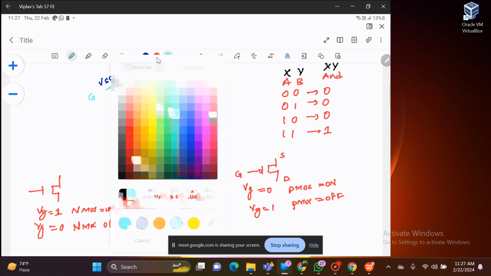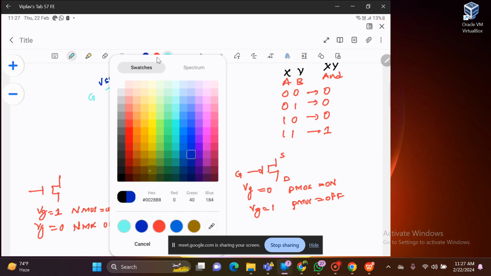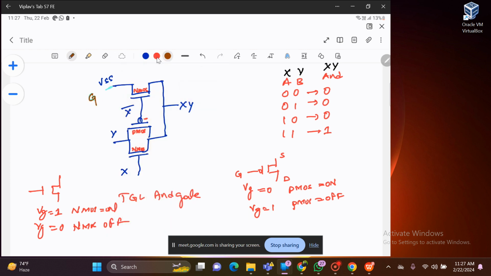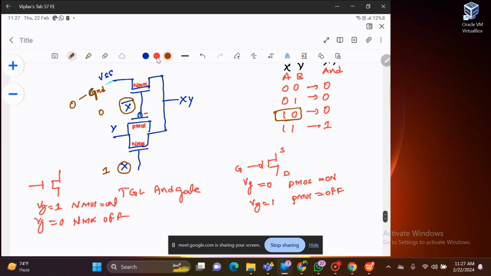See here, this is ground, in the sense 0, okay. So first let us try from these, the truth table, okay. So I will take 1 0. X is 1, so here it is X, I will take 1. Here it is X bar, you can see, so I will take 0, okay. And Y, what is Y? Y is 0, okay.